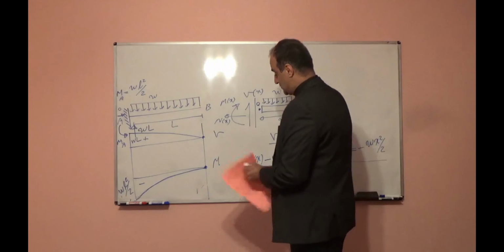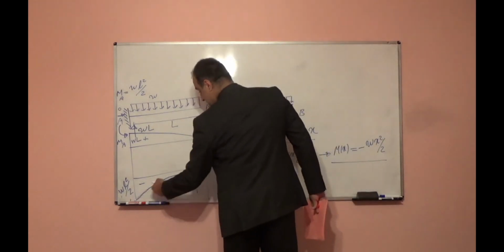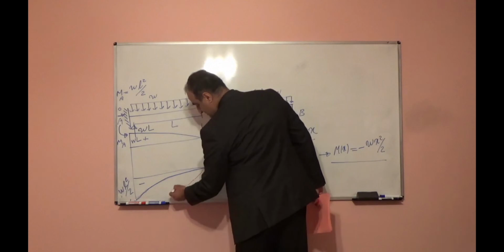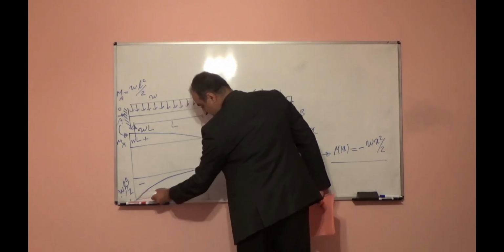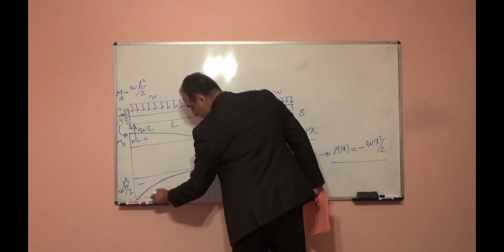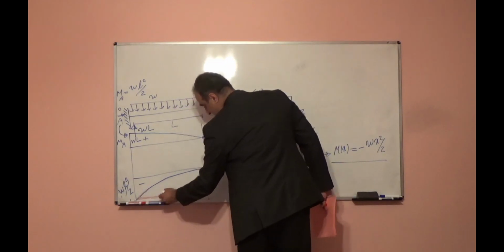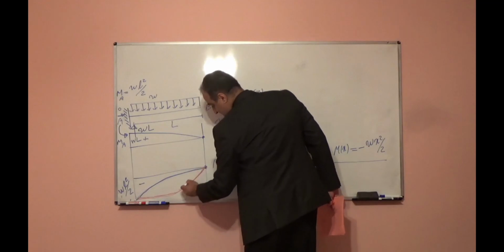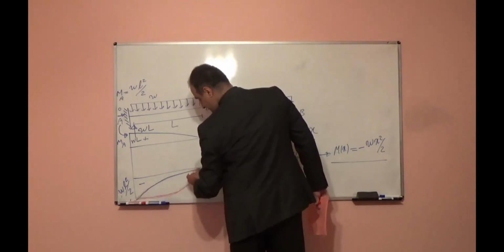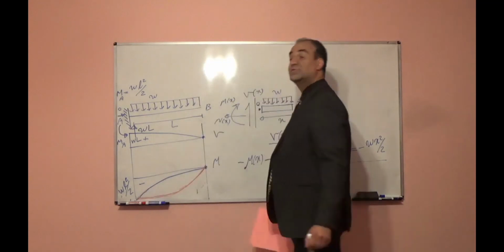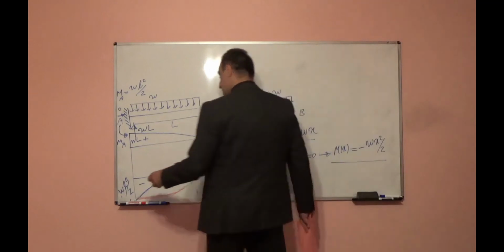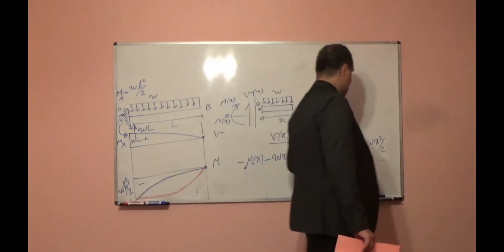curve shape, second order, is this blue one right or the red one right? Both of them are curve shapes. You see the blue one, the red one. Which one is right?